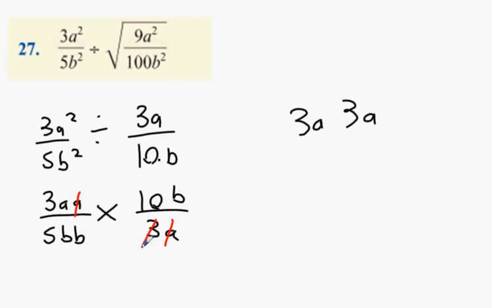3 with 3. B with B. 10 divided by 5? 2. 2 over, 2a over b. Just pause for a second. They're still in a. Yeah? And 10 divided by 5. The 10 and the 5 interacted to become the 2.